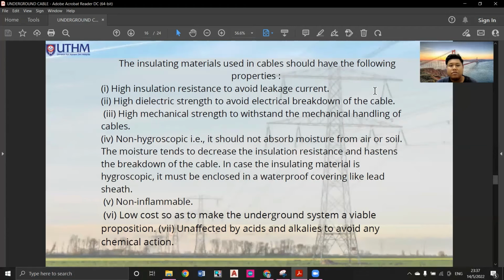So that's why I said one is to make sure the cost of the material for the underground cable is low, which is important to make sure the cost of maintenance is low. And lastly, unaffected by acid and alkali to avoid any chemical action.